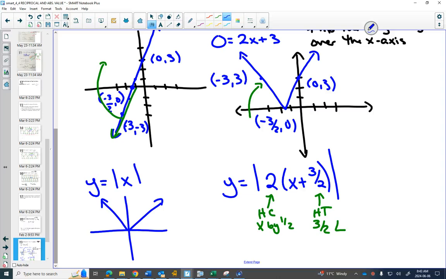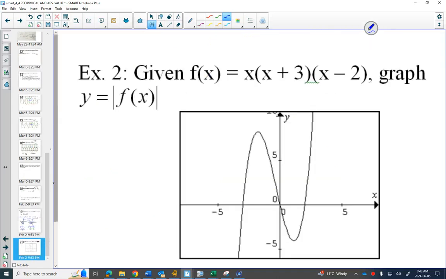And then the 3 over 2 to the left is obvious. However, I would argue, I think the new method is actually easier. Easier to graph the inside and just flip up the part that was below. Especially when you have more than one transformation. And what's also really nice about the new method is that you can do graphs that you haven't seen before.